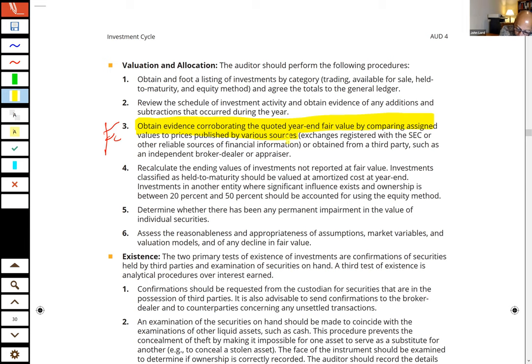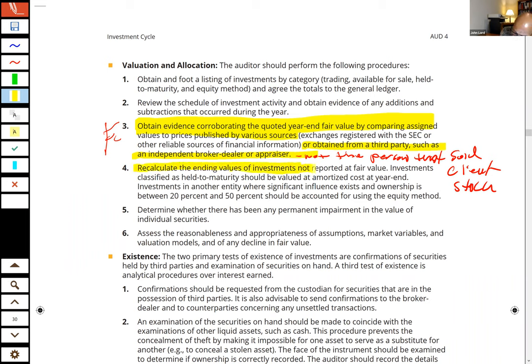Now, if the stock is not published, then you may need to get an independent broker, third party, and put down here, not the person that sold the client the stock. Don't go to the same person they bought it from and say, oh, what's the value of this? Okay, it's got to be an independent third person. And that's in the case where the stock is not a publicly traded stock or whatever.